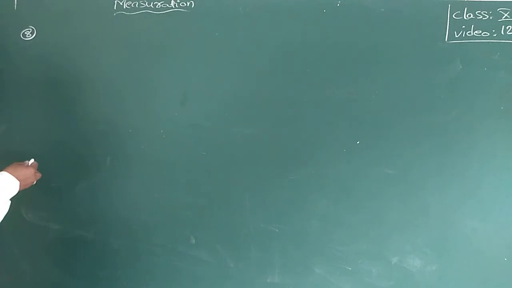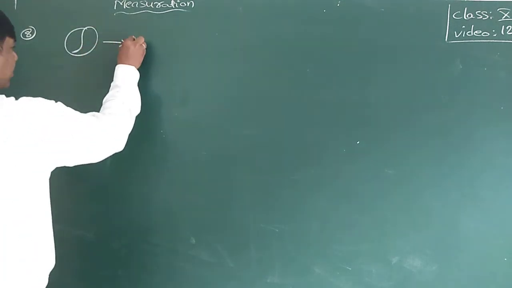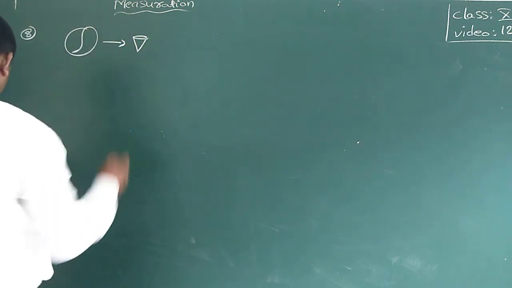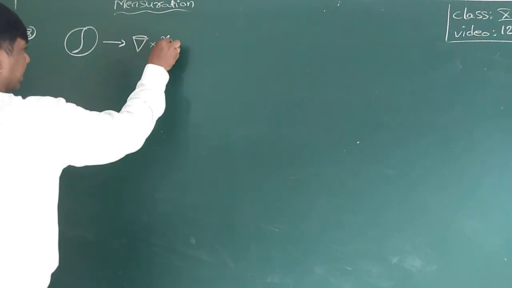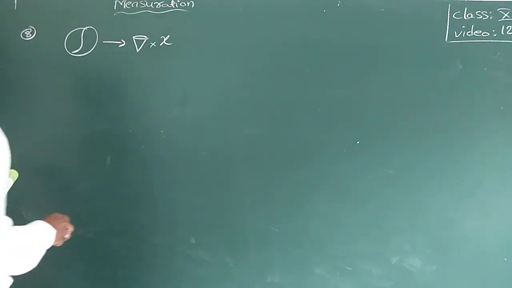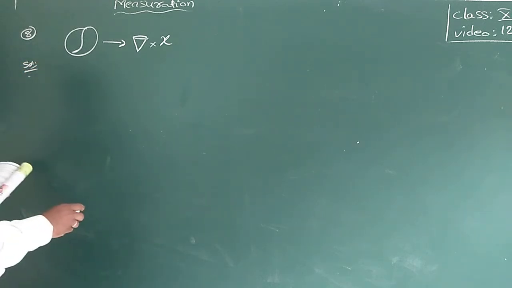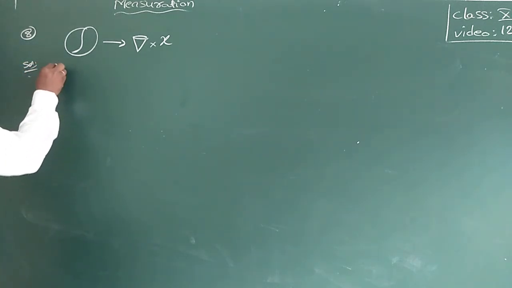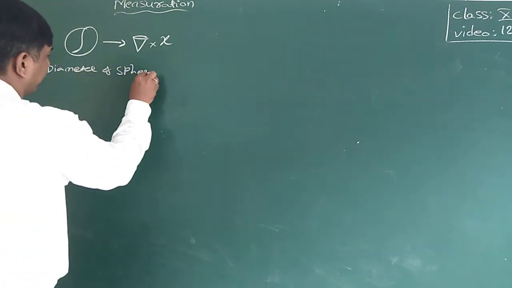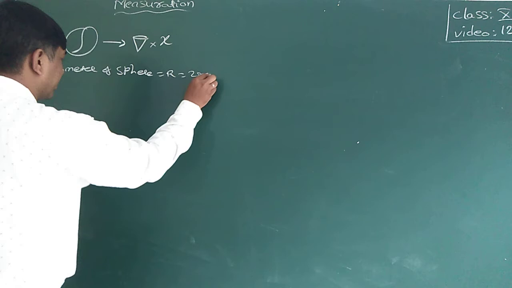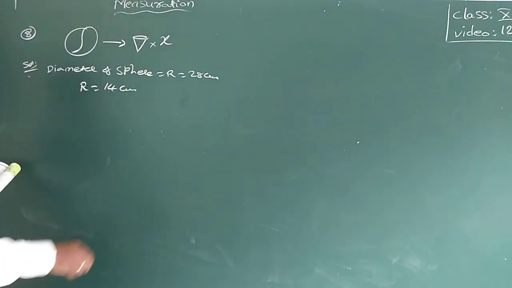A solid metallic sphere you are making into cones. How many cones you are making? Let it be x. This x we need to find out. The diameter of the sphere is 28 centimeters. Then the radius R is equal to 14 centimeters. 28 by 2 is 14 centimeters.